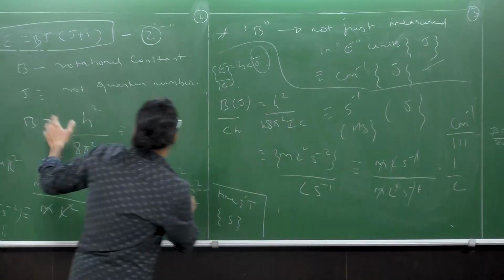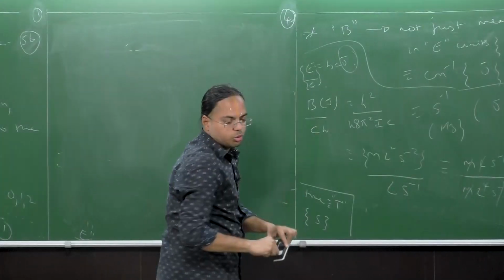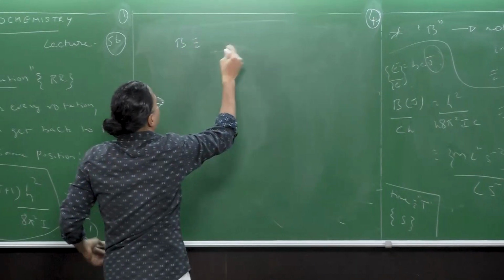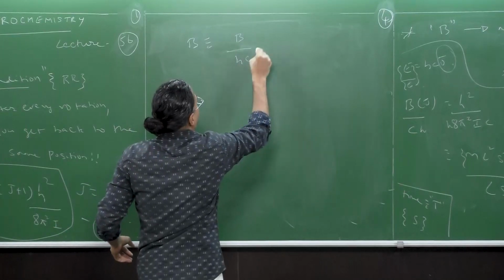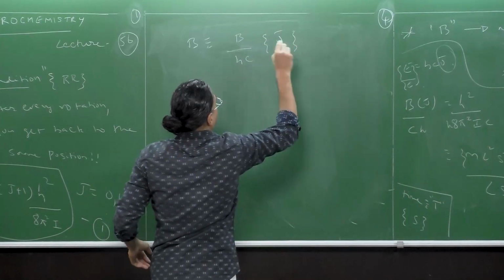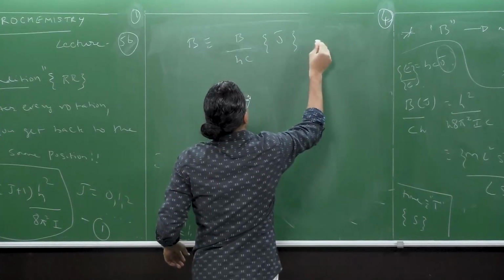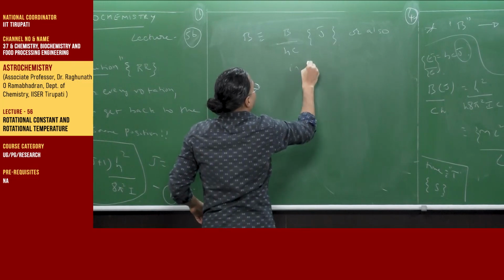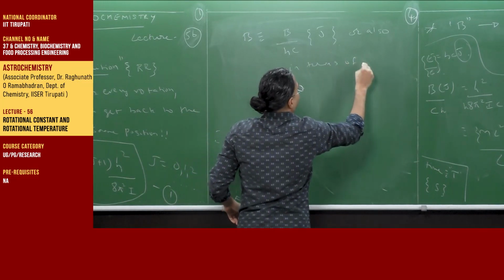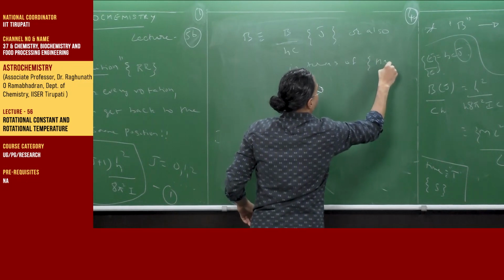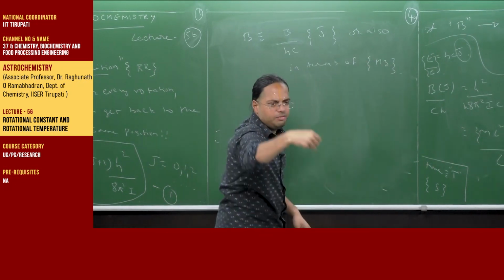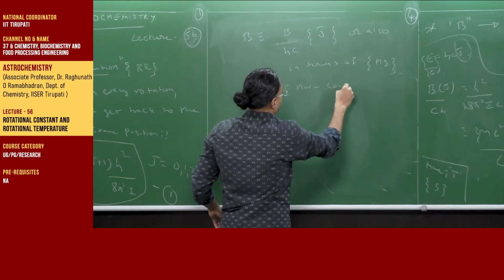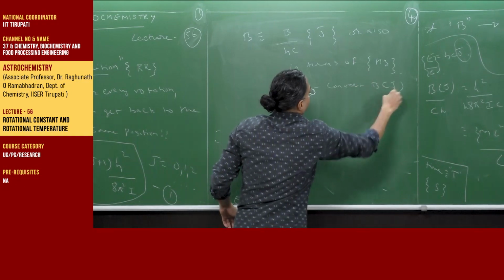So I'll just sum it up here. The rotational constant B can be expressed as B by HC, that is in nu bar, or also in terms of frequency, that is like hertz. I'll leave it to you as homework: how to convert B in joules.